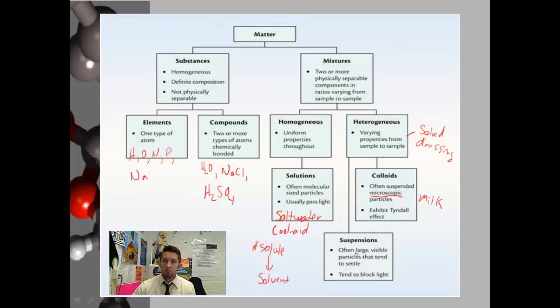Suspensions, let's underline this word large. They have larger substances floating in them. Salad dressing would be a suspension. Okay, if you go to the beach and you have a bucket and you have sand in your water and it's all cloudy, the sand is a large substance and it's suspended in, it'll settle out because it's heterogeneous. It's not mixed in like salt water would be or like Kool-Aid would be. And that's basically it for the classification of matter.